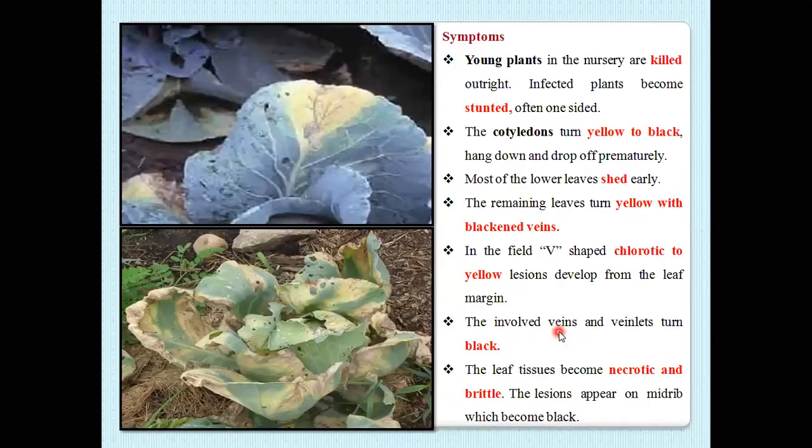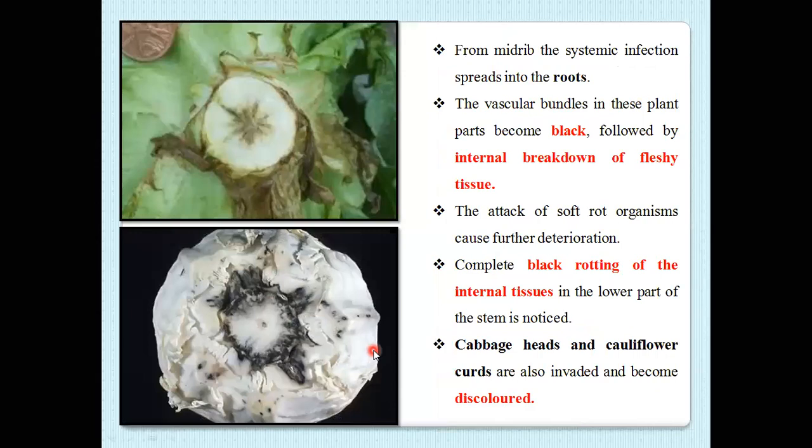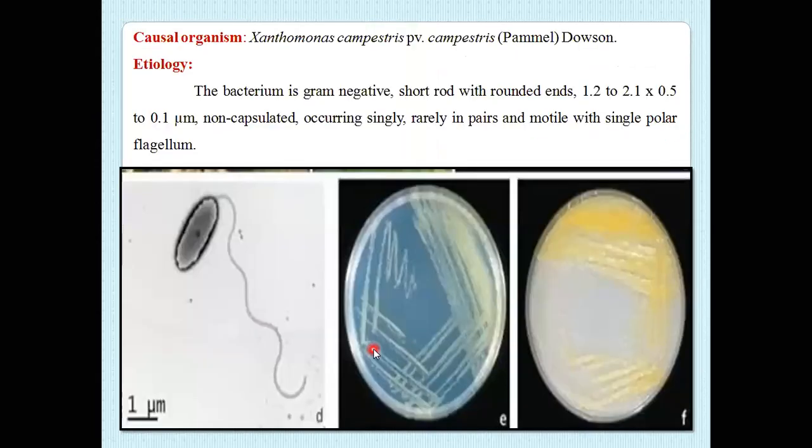This type of infection is generally seen on the leaf and reproductive parts due to a bacterium, Xanthomonas campestris pathovar campestris. This bacterium is mainly responsible for producing the black rot disease seen in all the cruciferous crops. So now you will learn about the etiological aspects of Xanthomonas.